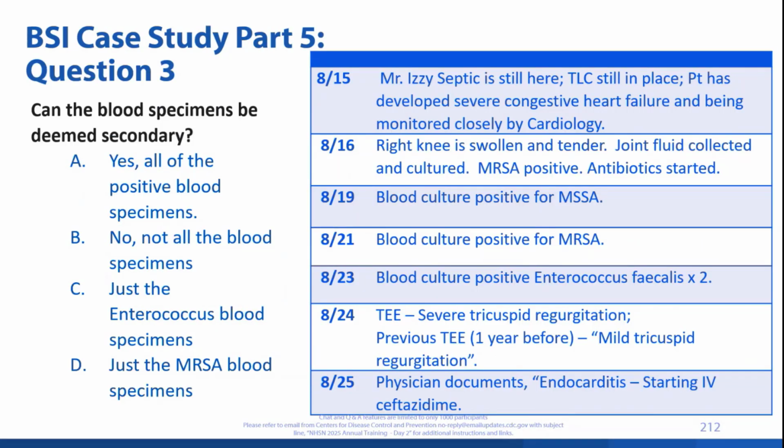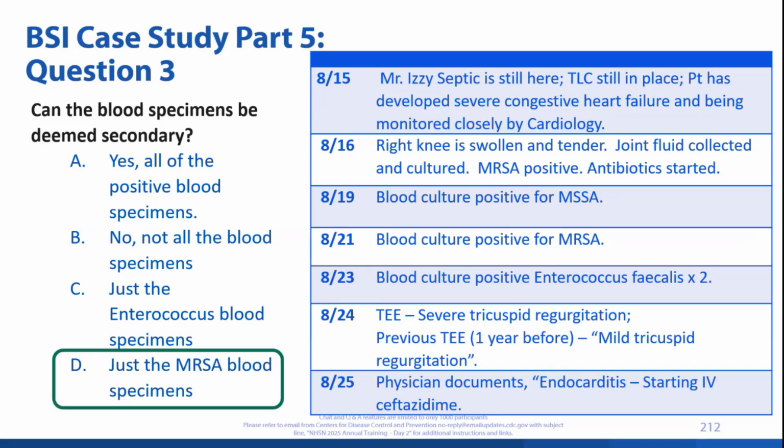So can the blood specimens that are listed on 8/19, 8/21, and 8/23 be deemed secondary? A, yes, all of the positive blood specimens. B, no, not all of the blood specimens. C, just the Enterococcus blood specimens. Or D, just the MRSA blood specimens. I'm seeing a lot of D's, but some B's. Okay. The answer is actually just the MRSA blood specimens.